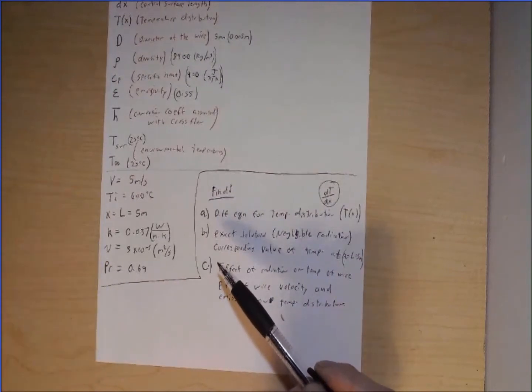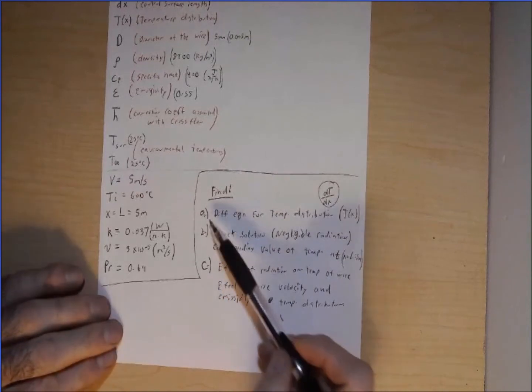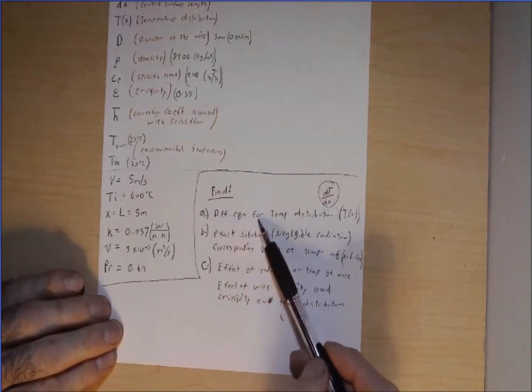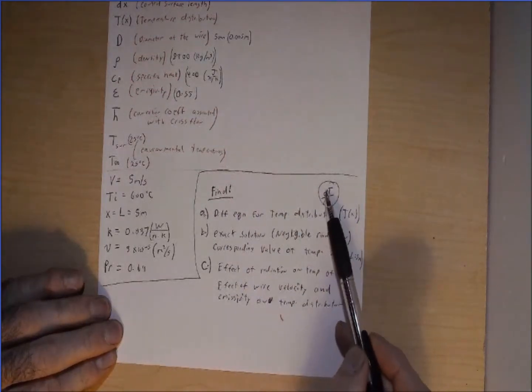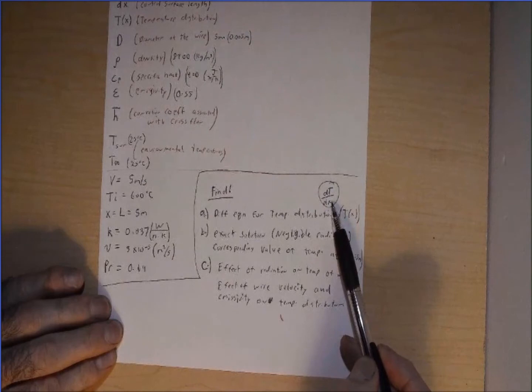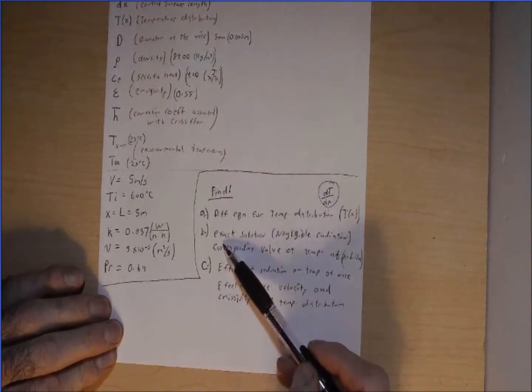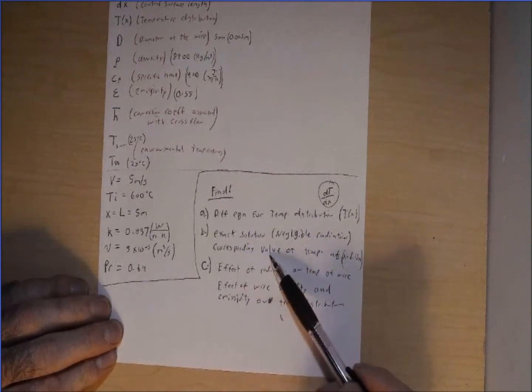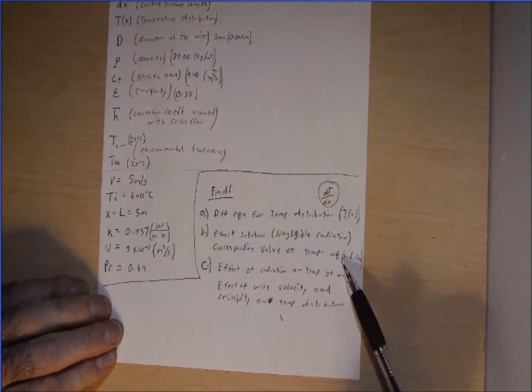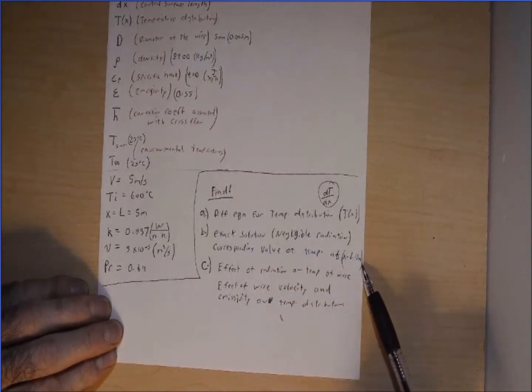Now with this, we need to find 3 different things. So let's simplify down what we saw in the problem statement and break it into exactly what they're looking for us to solve for. In part A, they want us to find the differential equation for temperature distribution, T of X. So this differential equation would be the dT over dX. And then part B, they want us to find the exact solution with negligible radiation for the corresponding value of temperature at X is equal to L is equal to 5 meters.